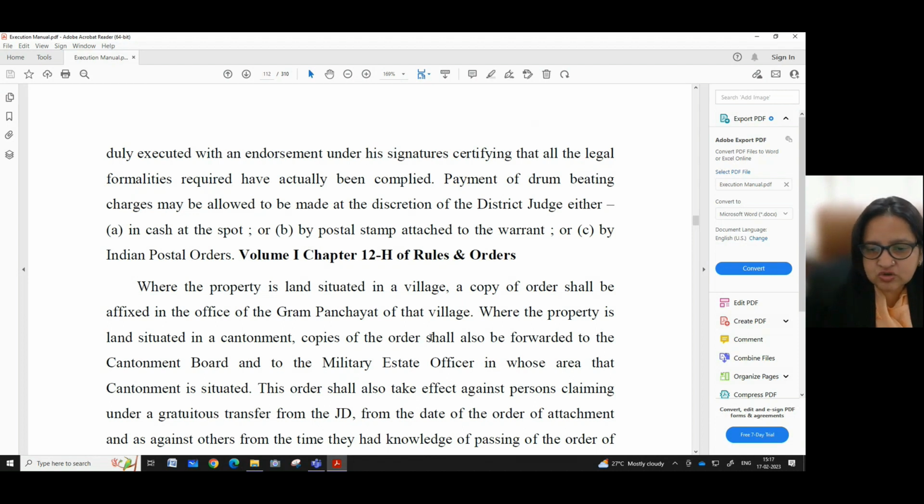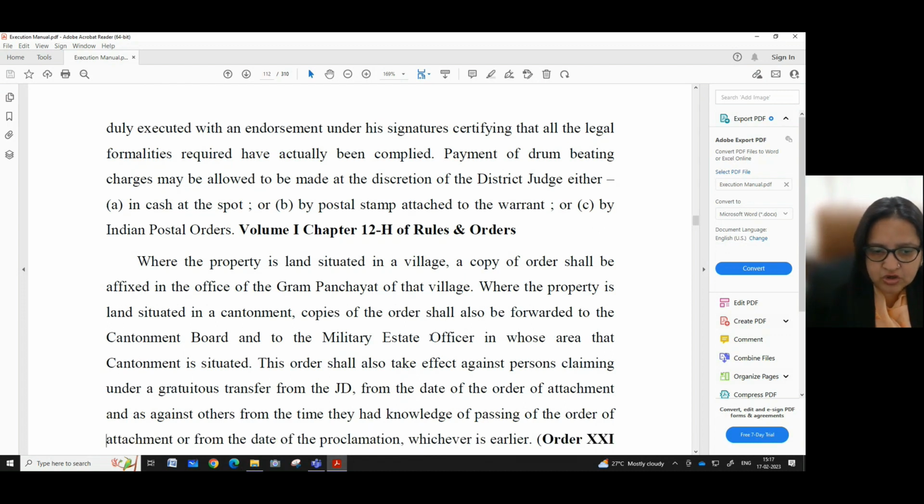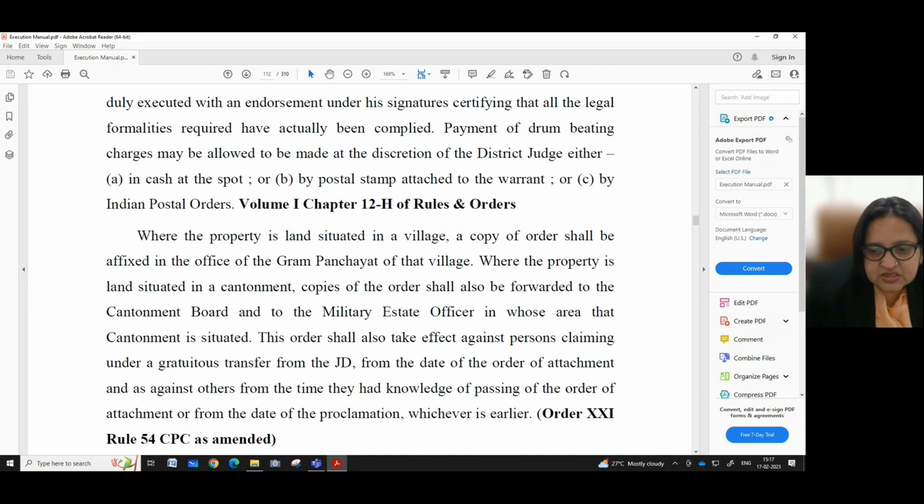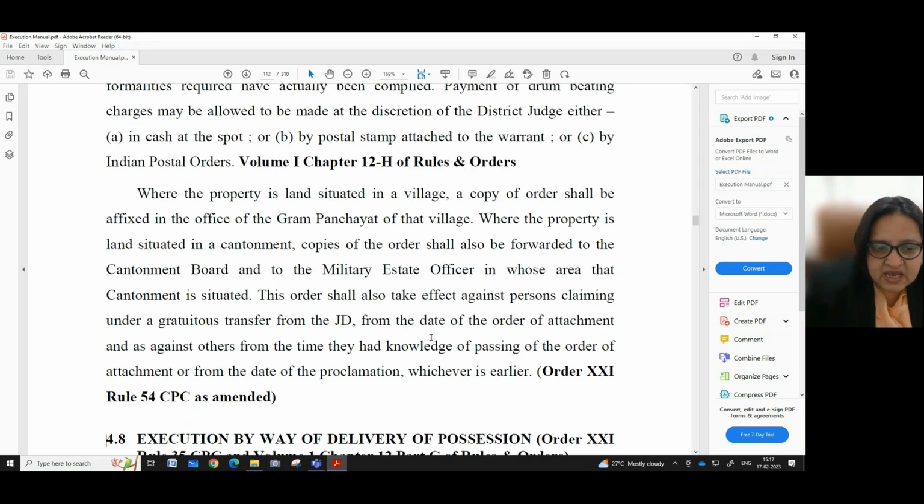This order shall also take effect against persons claiming under a gratuitous transfer from the JD from the date of the order of attachment and as against others from the time they had knowledge of the passing of the order of attachment or from the date of proclamation, whichever is earlier. Order 21, Rule 54, CPC as amended.